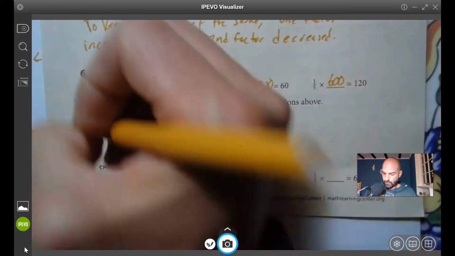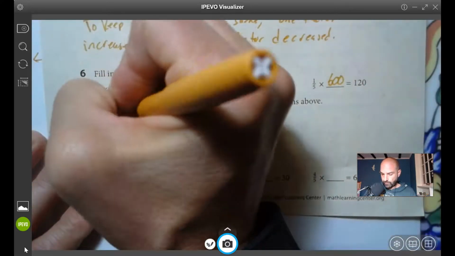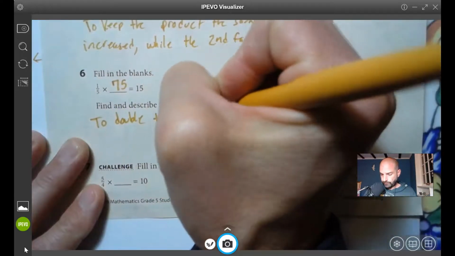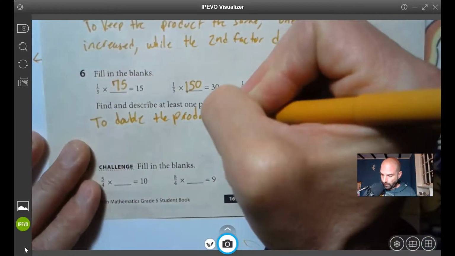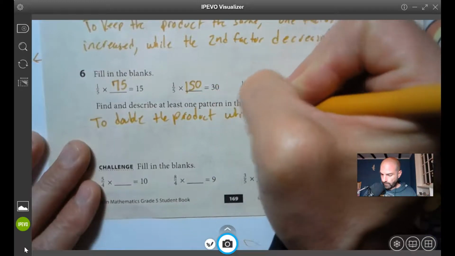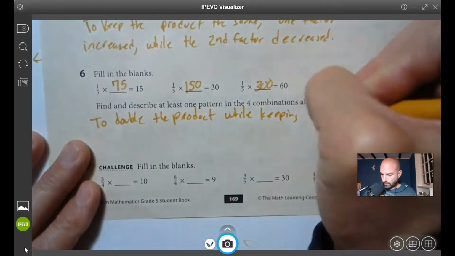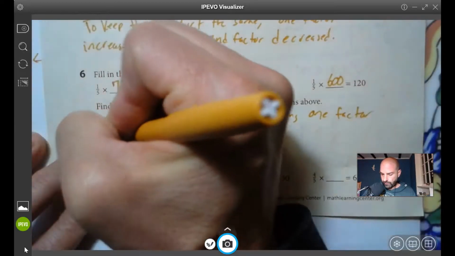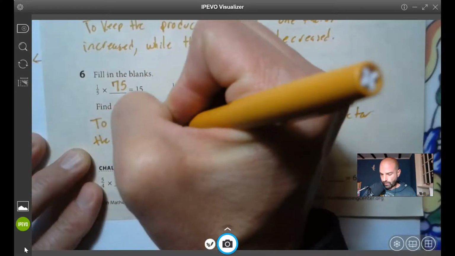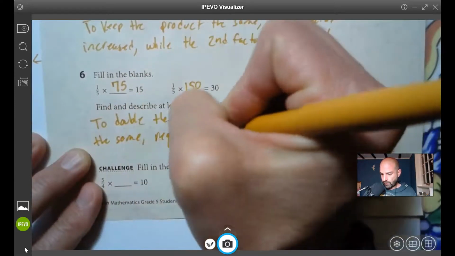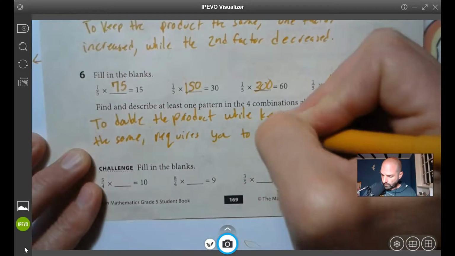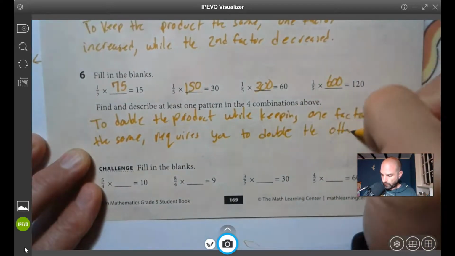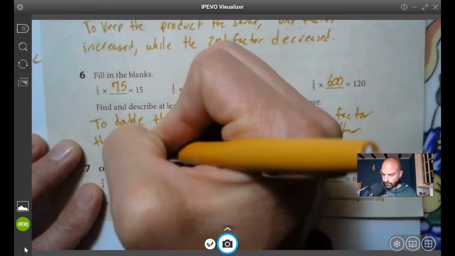All right, so to double the product while keeping one factor the same requires you to double the other factor. Okay.